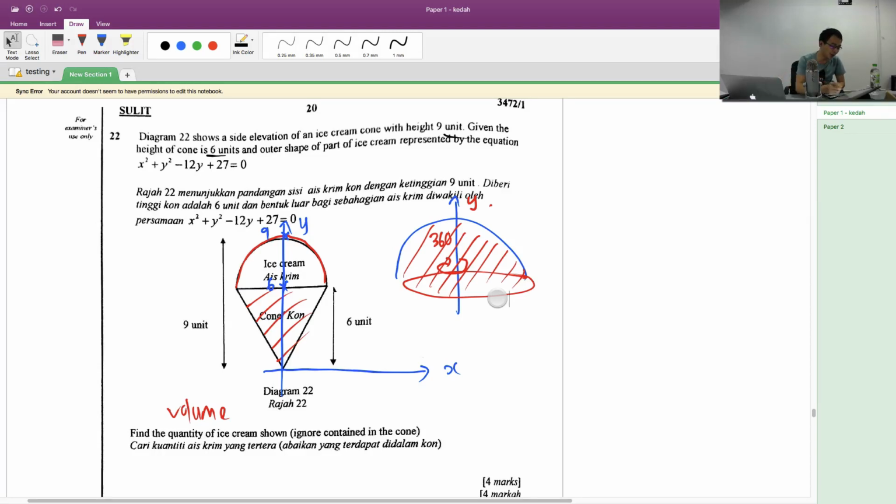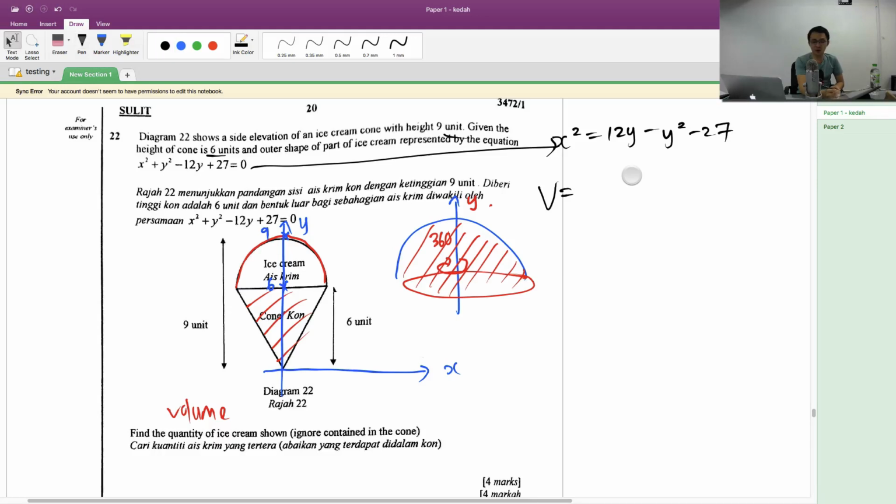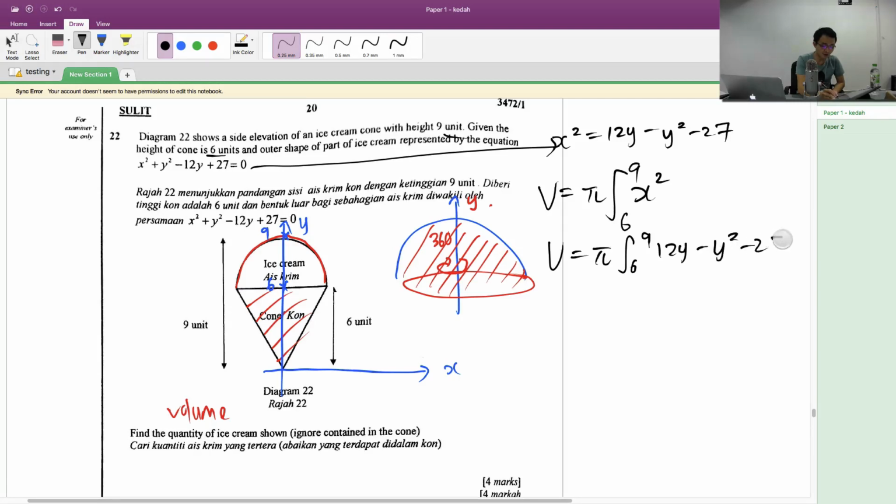In order to rotate about y, I want to make x squared the subject. So x squared equals 12y minus y squared minus 27. I make x squared the subject over here, and then for volume, I will basically take pi times the integral of x squared from 6 to 9. Next I will substitute in: 6 to 9, 12y minus y squared minus 27. Then the next thing I will do is differentiate it.